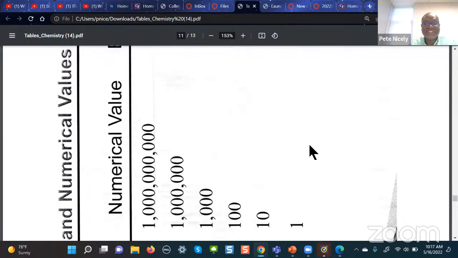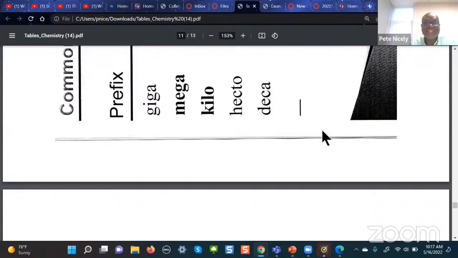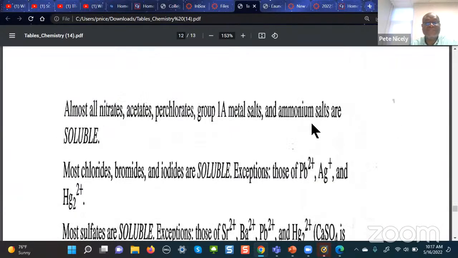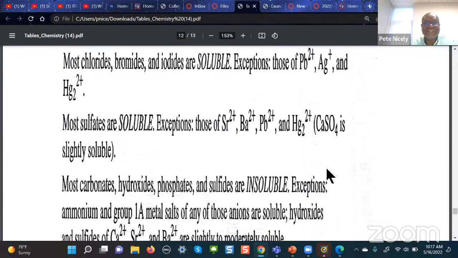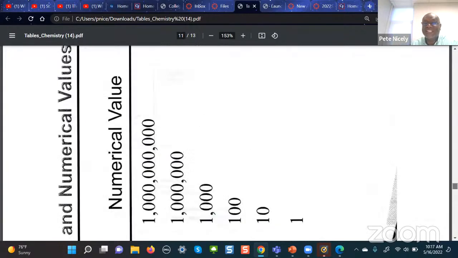Prefixes, which I think was discussed in chapter 1, metric prefixes, like mega, kilo, etc. And then this gives you some solubility rules. We'll be using this later on. And then this is a table of electronegativity values, which we'll be using later on as well. All right, now, so I just thought I should point you to that table.